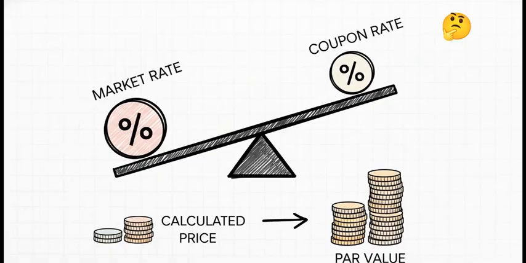And finally, rule number 3. This is your logic check. Before you circle your final answer, just stop and look at the rates. If the market demands a higher rate than the coupon is paying, your final price has to be less than par. If it's not, you've made a math error somewhere. This simple check will save you every single time.